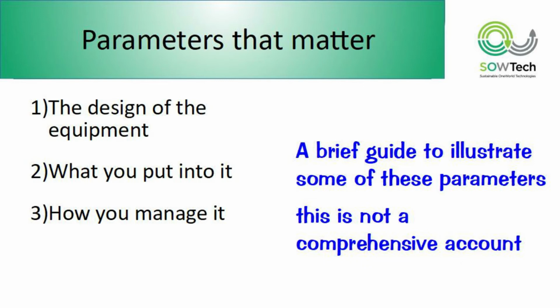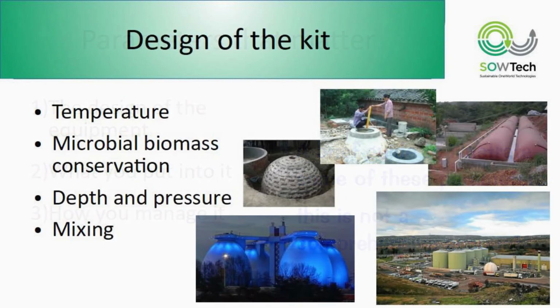The processes that matter can be broadly grouped into three categories. Things that the design of the equipment or plant influence, what you put into the facility, and then how you manage the facility. I will skim through some of these as a brief guide. The photos all illustrate AD plants, a wide variety of shapes and sizes as you can see.